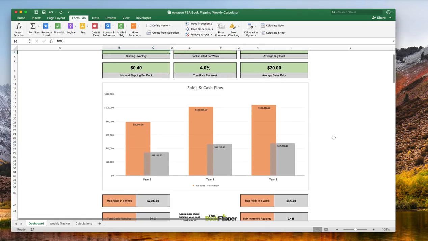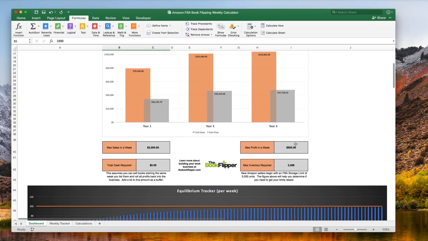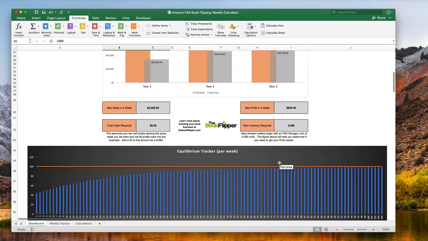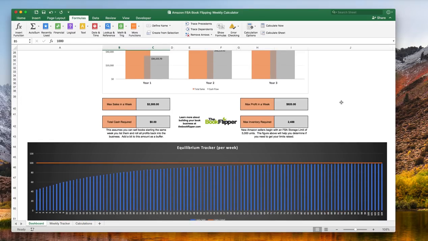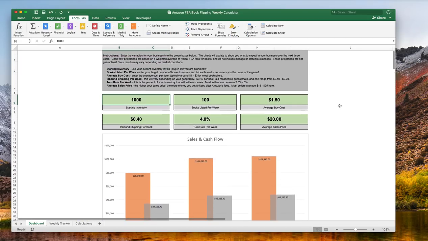We're not going to make any guarantees here. We'll show you what you can expect in your max weeks, and then kind of show you when your business will reach equilibrium, which is when you're sourcing as much as you're selling. So we'll kind of show you how that breaks down.